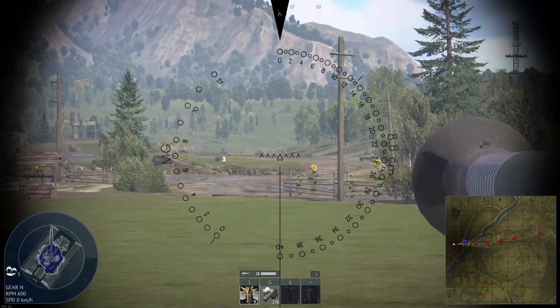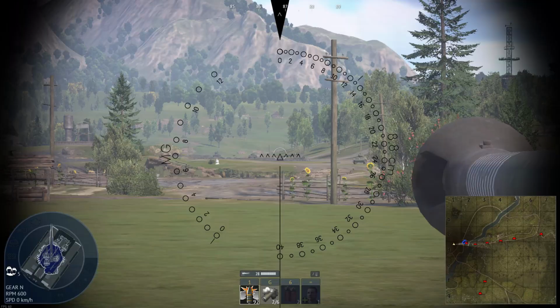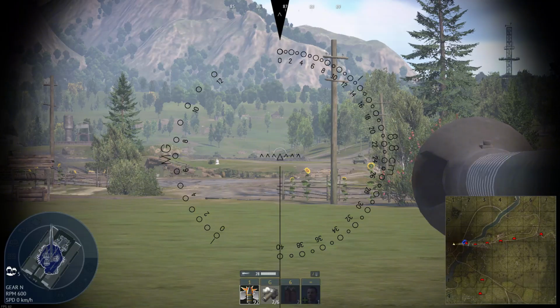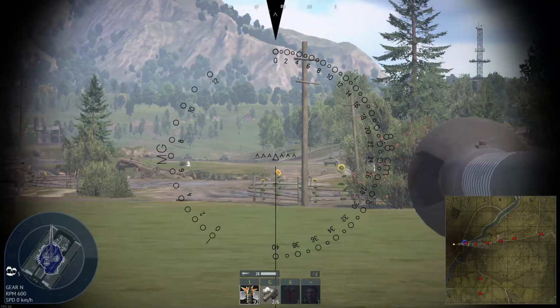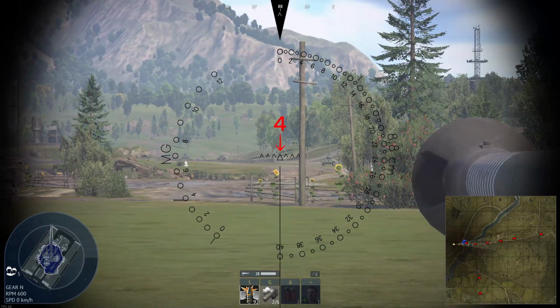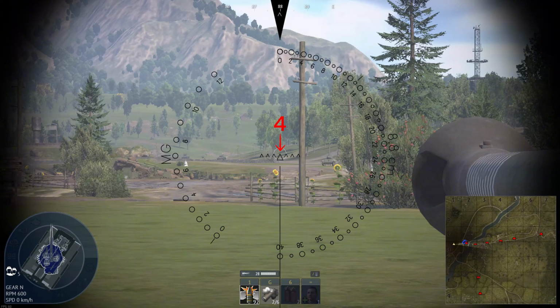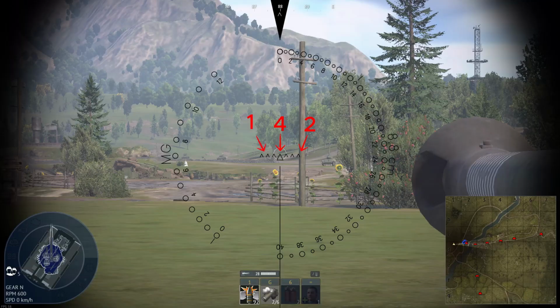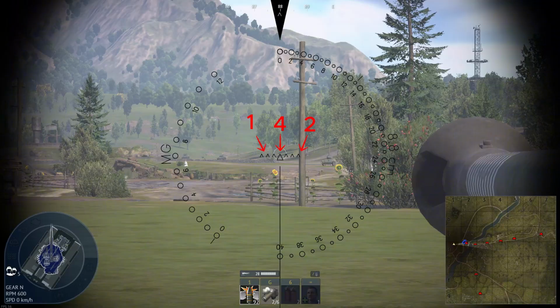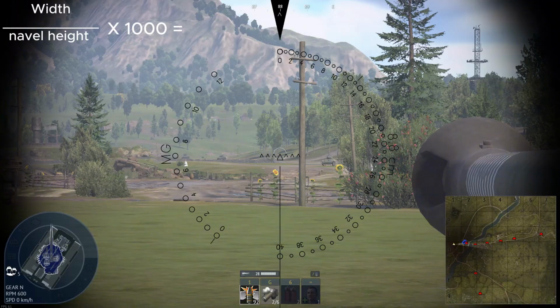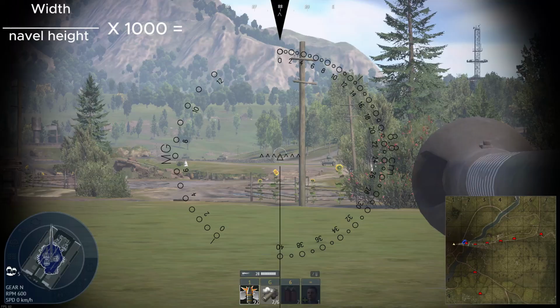In order to go any further I have to explain to you what these little triangles mean. These triangles have a certain value to them in the form of stretches. However, I'm going to make it easier for you and we are going to call them units. The big triangle in the middle is equivalent to 4 units. The smaller triangles are a value of 2 units and the space between the triangles is 1 unit. In order to find the distance of our target we have to fill out this equation. The width divided by the naval height times 1000.